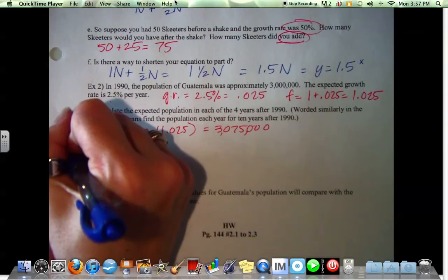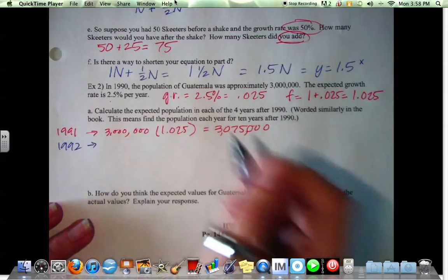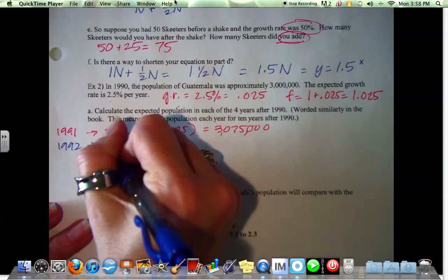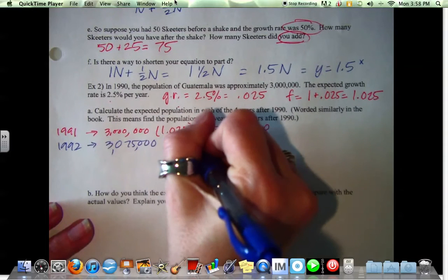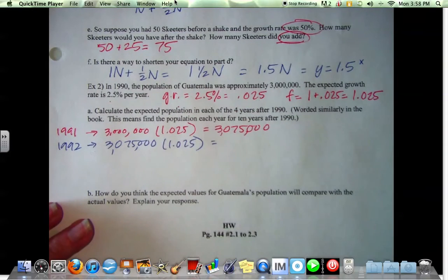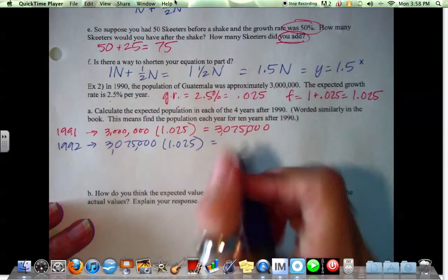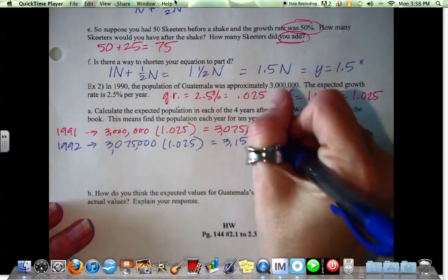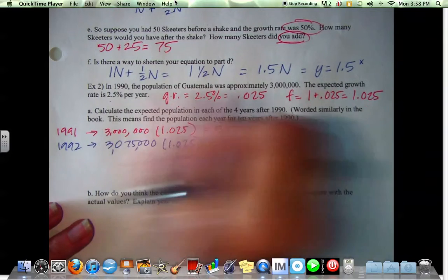So then for the next year, we have 3,075,000 times 1.025 gives us 3,151,875.